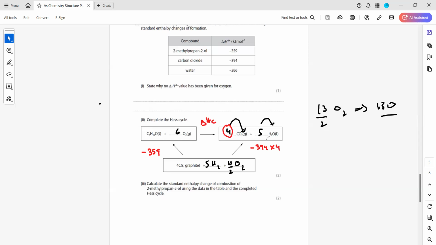Same way, this is also a formation of water. So when water is formed, the energy change is minus 286 for 1 mole. But how many moles of water are formed? 5 moles. So this will be multiplied by 5.